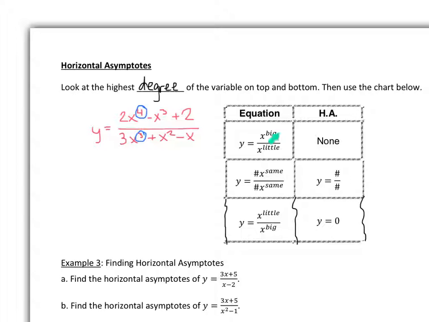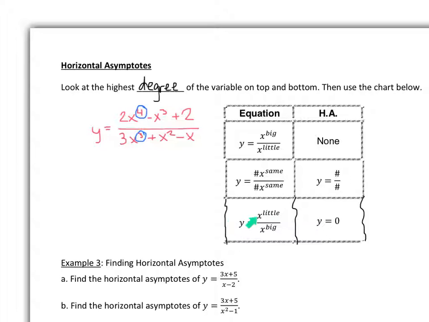So our bigger degree is on top. So that means we're using this row here. Since our bigger degree is on top, that means there is no horizontal asymptote. I like to think of it as the big one eats the little one, so there's no little one left. There's none.